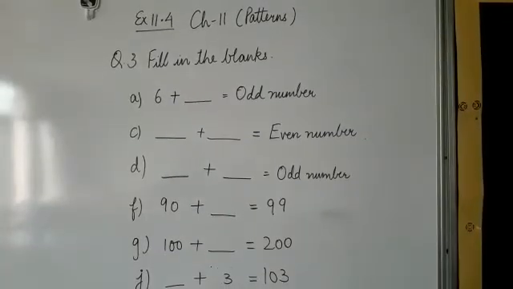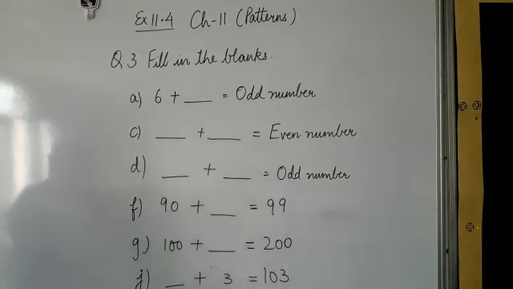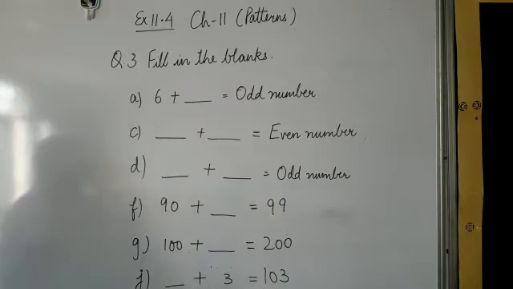Now coming to the last part of this exercise 11.4, last question, fill in the blanks. Question number 3. Children, you are supposed to use those rules which I explained just now about even and odd numbers. That means when you add an even number with an even number, you get an even number. When you add an odd number plus an odd number, you get an even number. When you add an even number plus an odd number, you get an odd number.